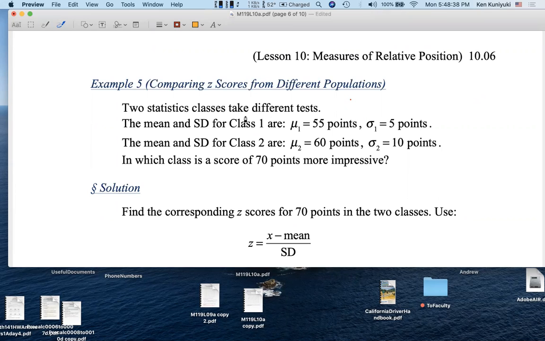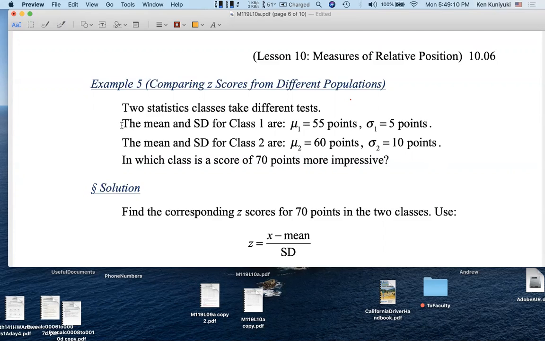But let's say that they take these two statistics classes and they take different tests, both out of 100 points. So I have a shiny new iPhone I'm going to give to my kid who does relatively better on their exam. Now, let's say that both of my kids tell me that they scored 70 points on their first statistics exam. Well, in which of these two classes would 70 points be more impressive? Which kid would be more deserving of the new iPhone? And I don't care if you prefer Android.